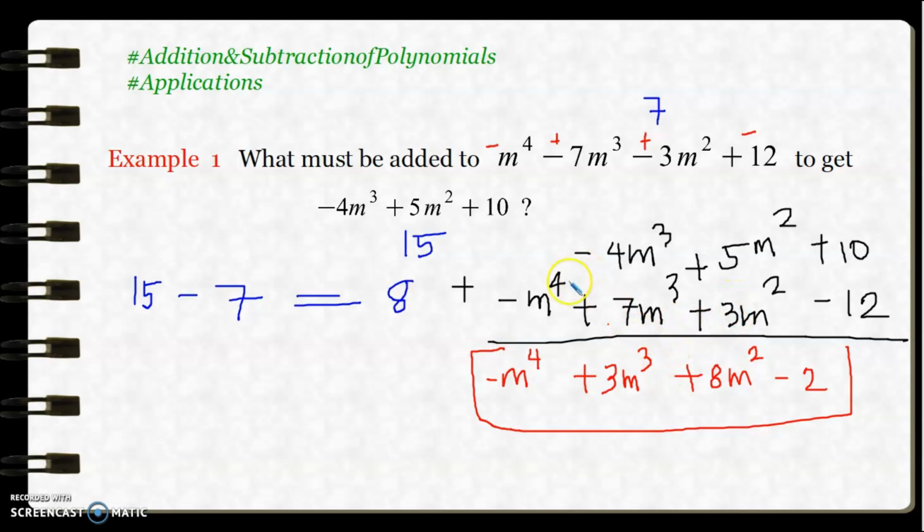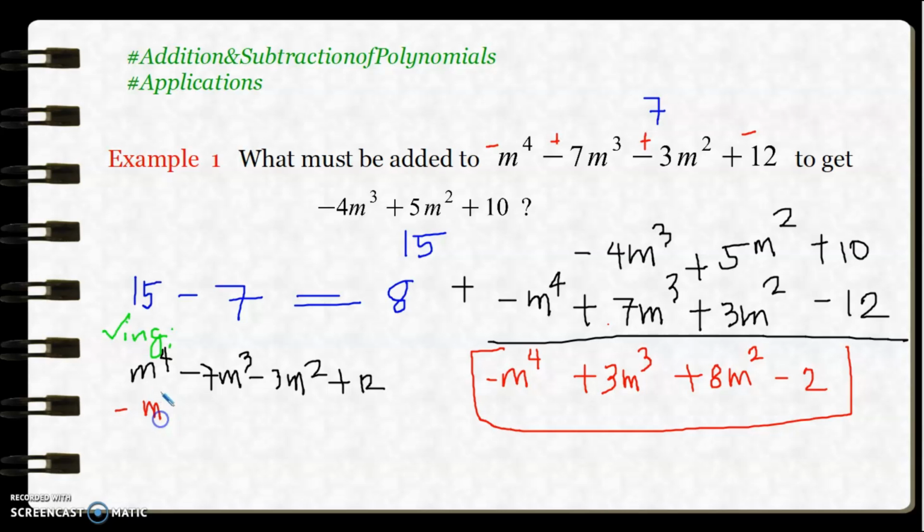Now, if you're not sure and you want to check if your answer is correct, we go back to the given. It says, what must be added to the first polynomial in order to get this? And this is our answer, the one in red. So let's do some checking. The given is m to the fourth minus 7m cubed minus 3m squared plus 12. I'll be writing our answer in red so we can check.